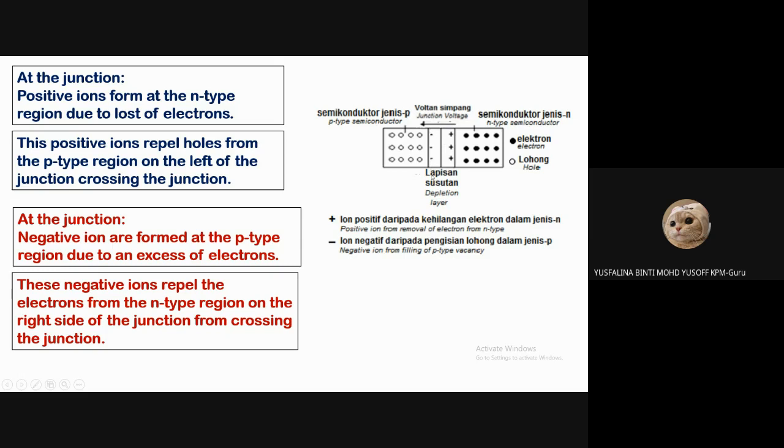So this negative ion will repel the electron. It's the same as the story before. Let's say the negative ion wants to fill the hole. Cannot. Why? Because they got the negative ion here. It will repel the negative electron.